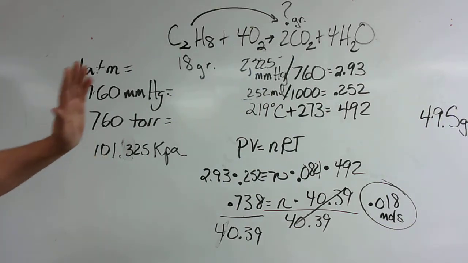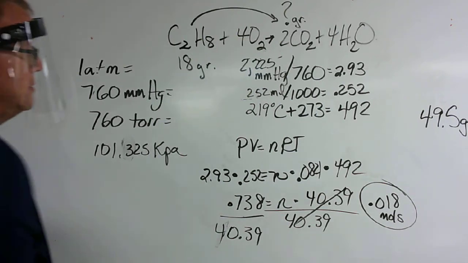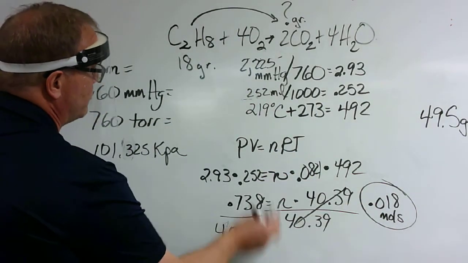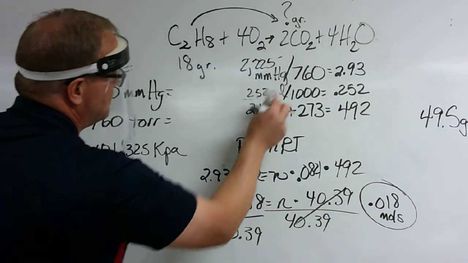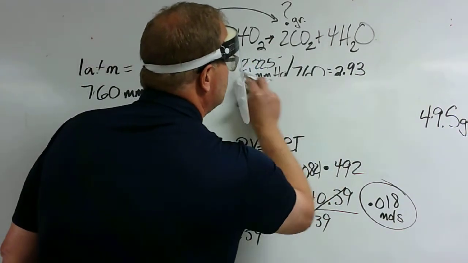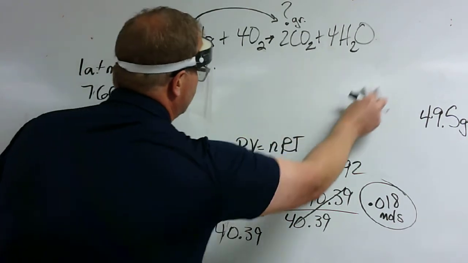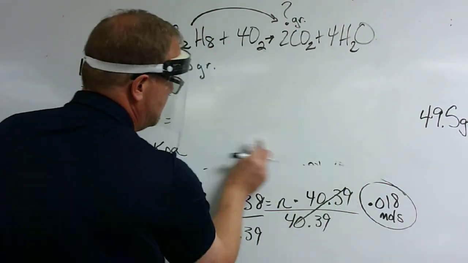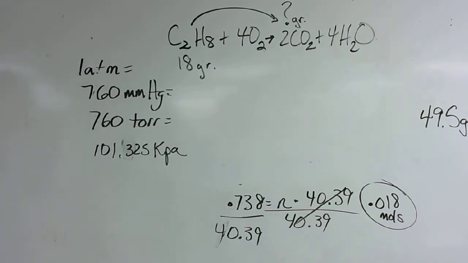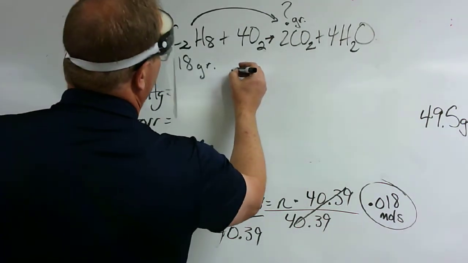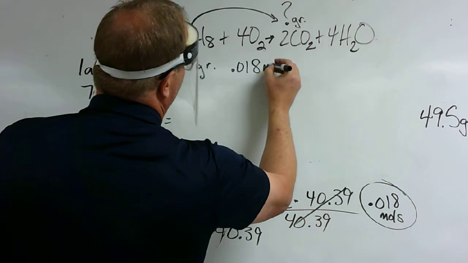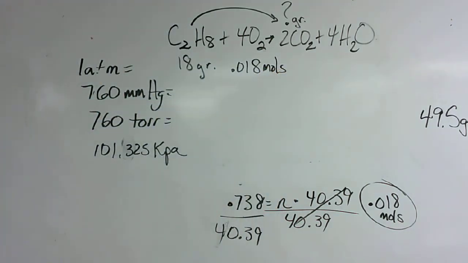Okay, so I'm going to go ahead and erase this part. Again, it's going to be on video. Now I can use that mole for this one here. So I'm going to just erase this part. Again, takes a little bit of work. I'm going to keep this number down here. Now I can use the 0.018 moles, and I can do stoichiometry now. Again, moral of the story, get everything to moles.